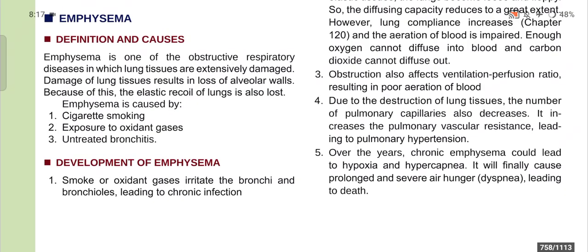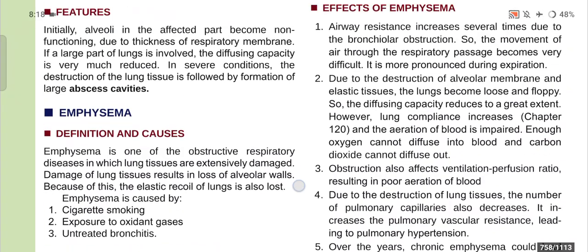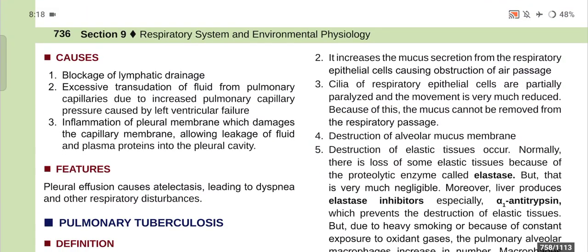Now we will know about the development of emphysema. First of all, smoke or oxidant gases irritate the bronchi and the bronchioles, leading to chronic infection. Then it increases the mucus secretion from the respiratory epithelial cells, causing obstruction of air passage. And number 3 is cilia of the respiratory epithelial cells are partially paralyzed and the movement is very much reduced, and because of this the mucus cannot be removed from the respiratory passage.